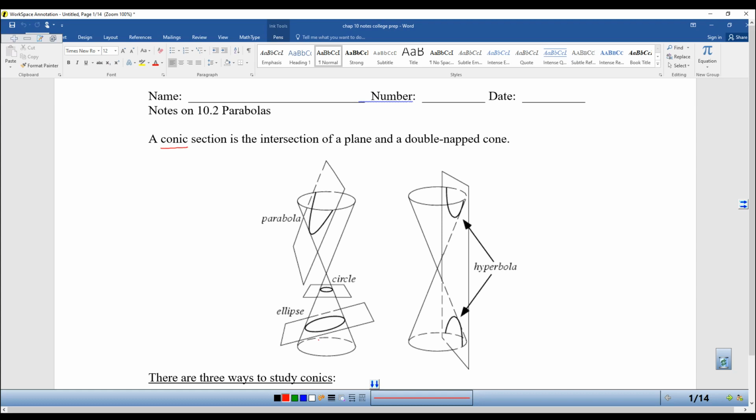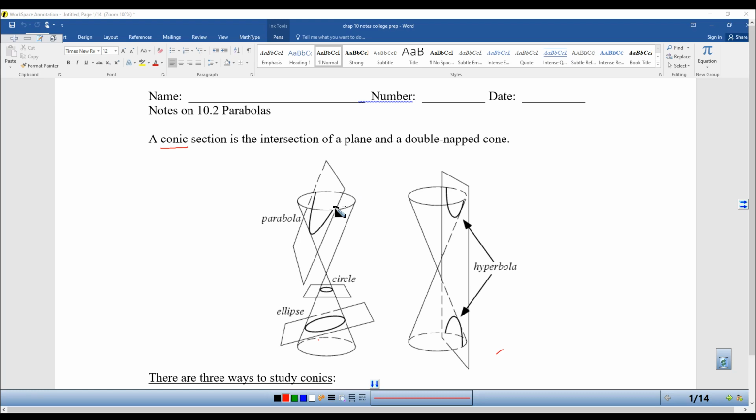A conic section is the intersection of a plane and a double-napped cone. All that means is that you have a cone on top of another cone, so they come together kind of like an hourglass would. And if you take a plane, you can intersect that cone in different ways.